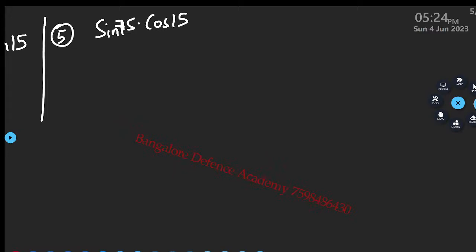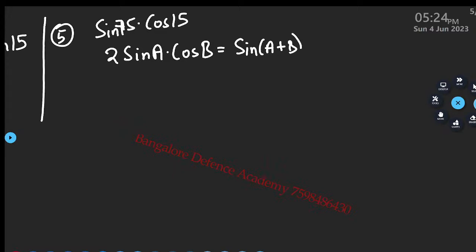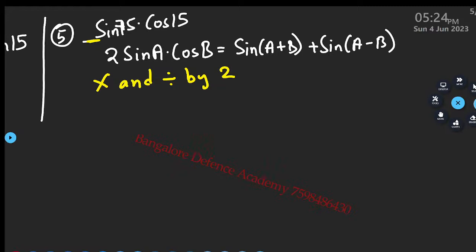Okay. First tell me which formula I'm going to use here. 2 sin a cos b. What is the formula for 2 sin a cos b? RHS: sin of a plus b plus sin of a minus b. This is the formula. Correct. But now here there is a problem. What is missing here? 2 is missing in the question. Correct. So what I am going to do is multiply and divide by 2. If you don't do this, your answer is wrong.